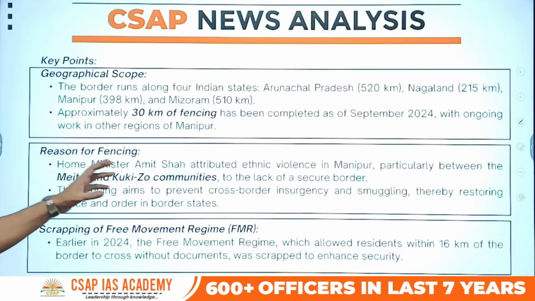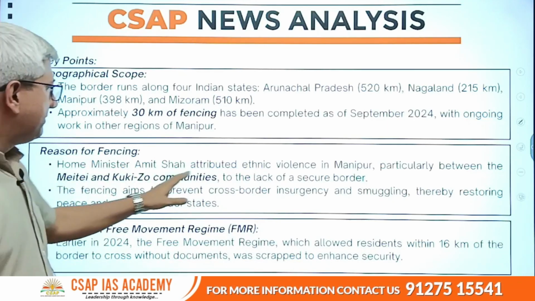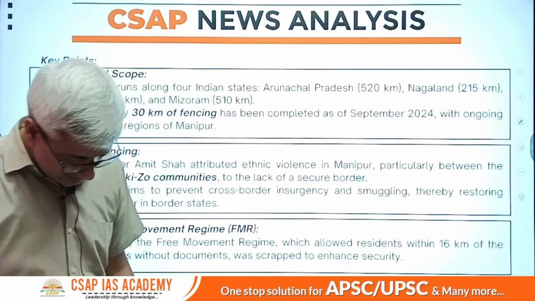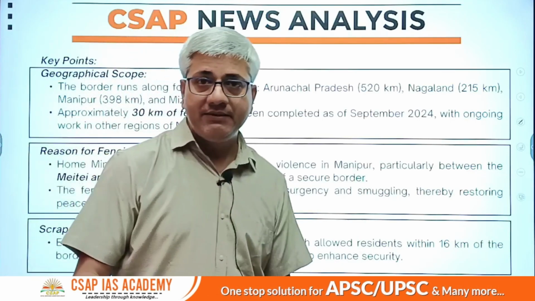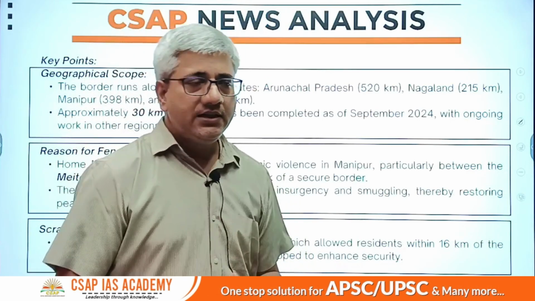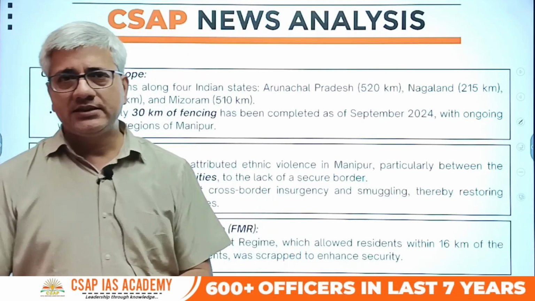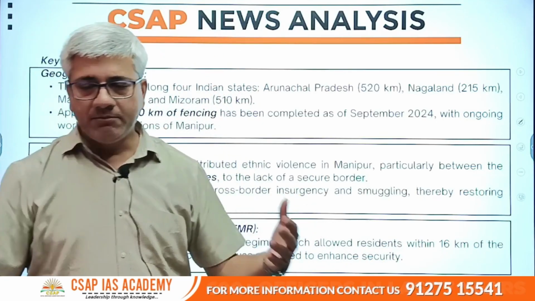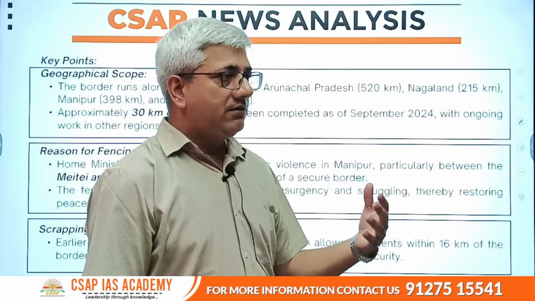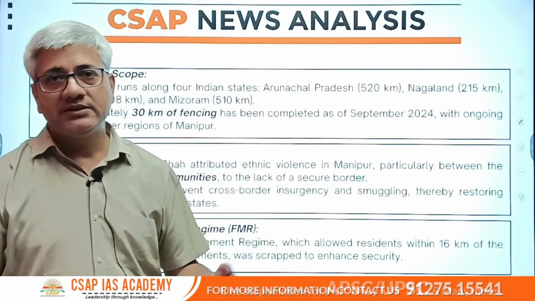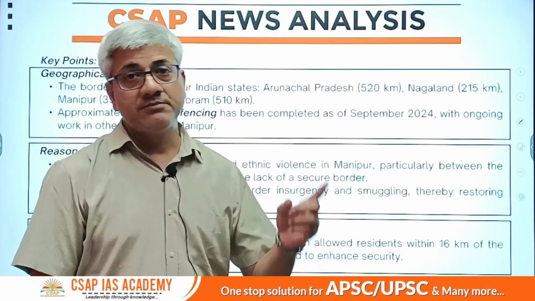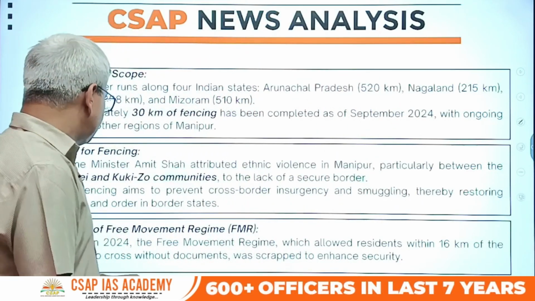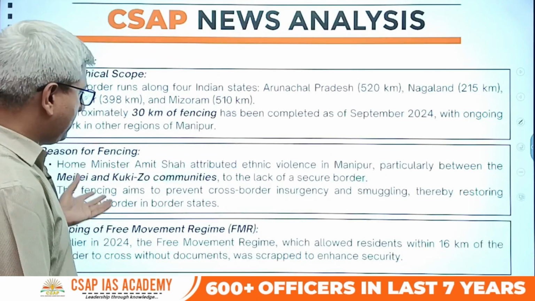Reason for fencing: Home Minister Amit Shah attributed ethnic violence in Manipur. So we can speculate that the ethnic violence and disturbance in Manipur was to some extent, to a large extent, affected by turbulence in Myanmar. There is infiltration from Myanmar, and with the country disturbed, weapons also come from there, plus China's influence through Myanmar. So these are some of the issues that we blame it upon.